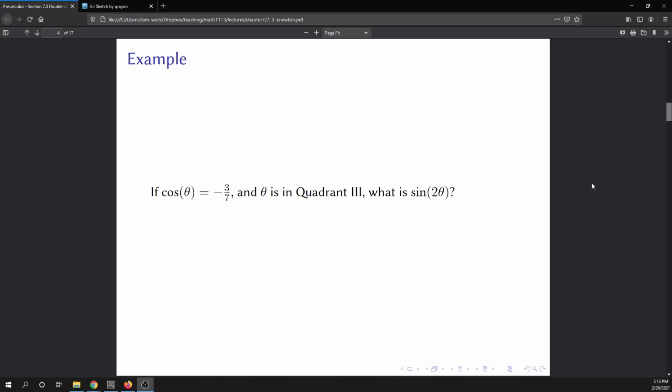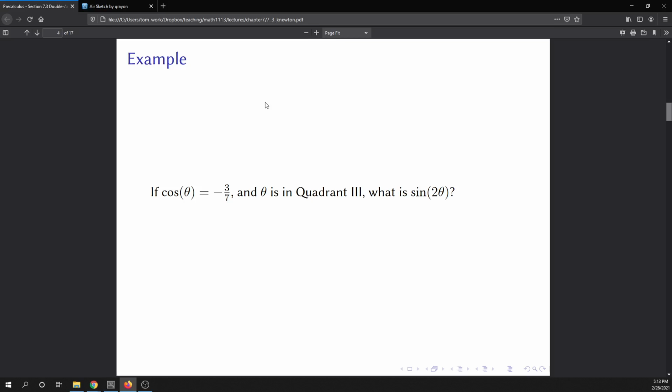All right, in this video, we are going to work the following problem. It says if the cosine of theta is equal to -3/7 and theta is in quadrant 3, what is the sine of 2 theta? So we're trying to figure out the sine of 2 theta. So that looks just like one of the double angle identities.